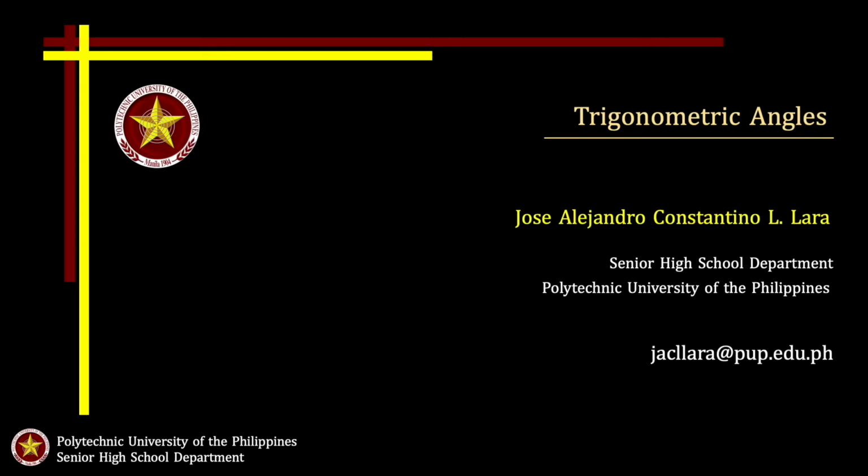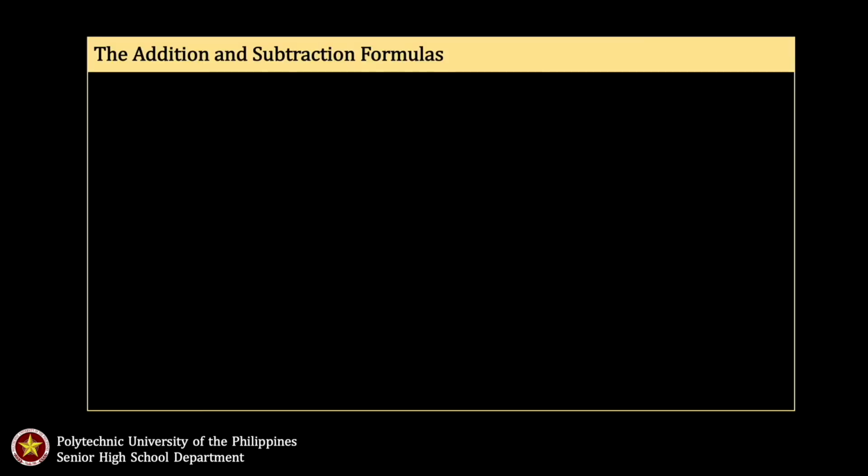In this video, we're going to talk about trigonometric angles. In trigonometry, we have plenty of formulas to consider. One of them is the addition and subtraction formulas. Now, let alpha and beta be angles in a unit circle.